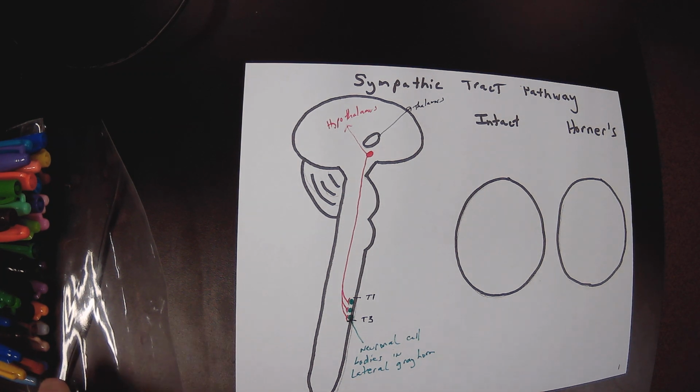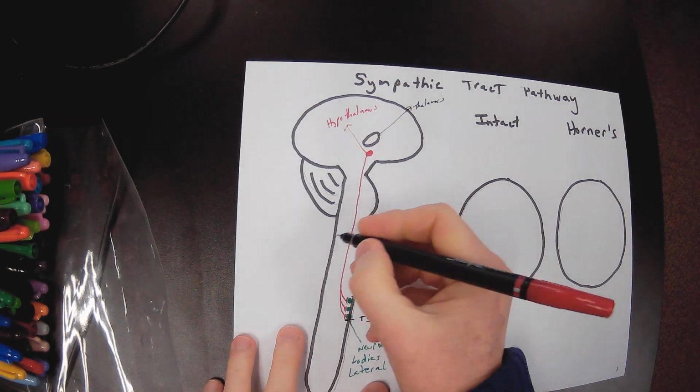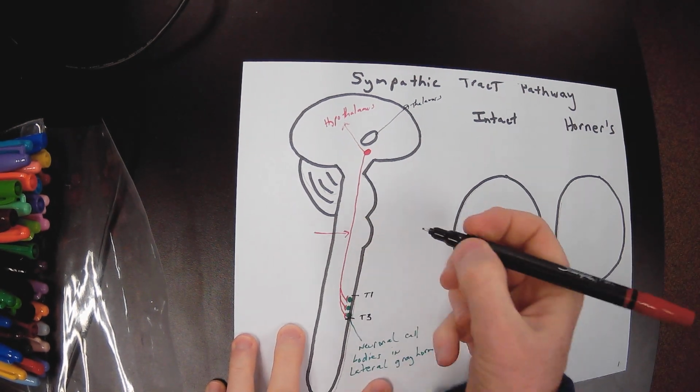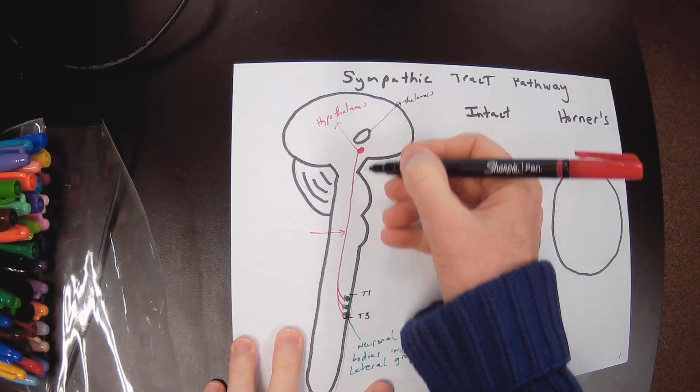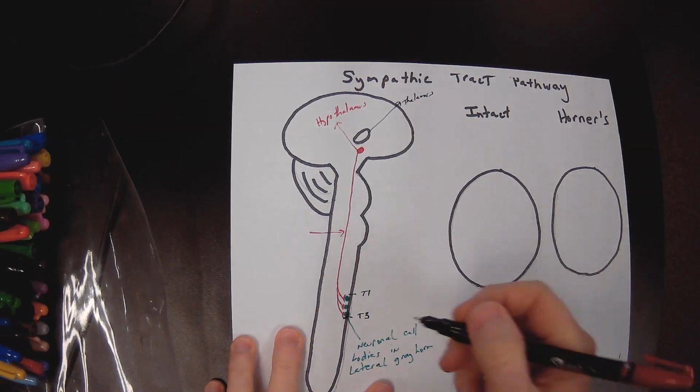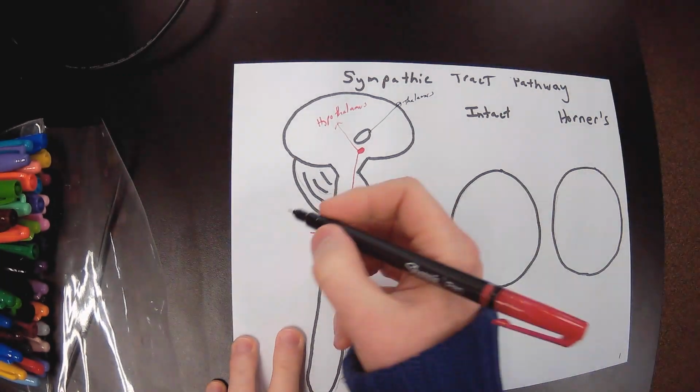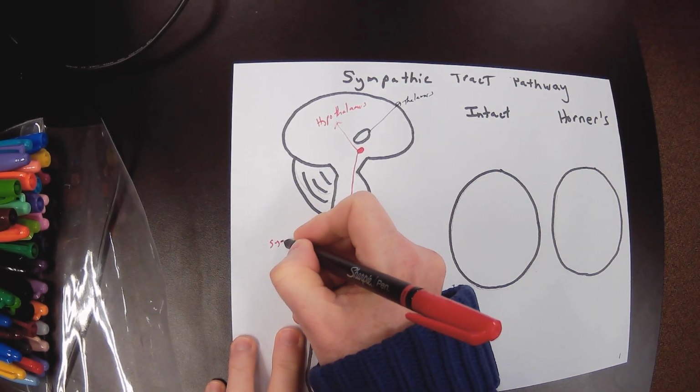Okay, so when we did the cross sections through the brainstem, we did a couple of different cross sections, one through the medulla and the pons, and then through the midbrain. We saw this little circle that I said was a tract, and the name of it was a sympathetic tract. That's what this is. This is that tract. So nothing more than a group of axons traveling from the hypothalamus down to the level of T1 through T3 lateral gray horn. So this is your sympathetic tract.